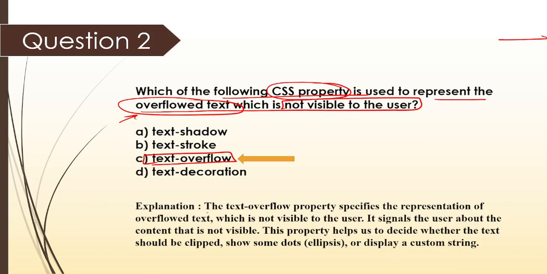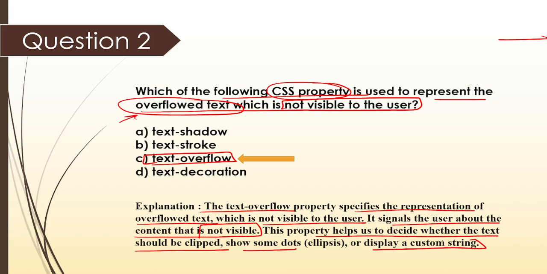You can see here, the text-overflow property specifies the representation of overflow text which is not visible to the user, and it signals the user about the content that is not visible. This property helps us to decide whether the text should be clipped, show some dots, or display a custom string. So three options we have here with this property.